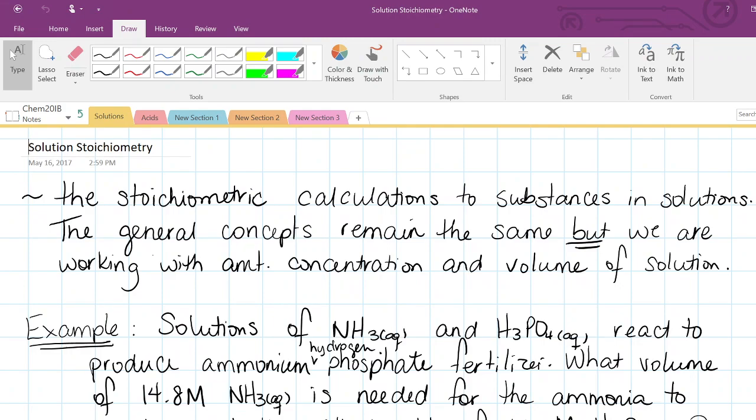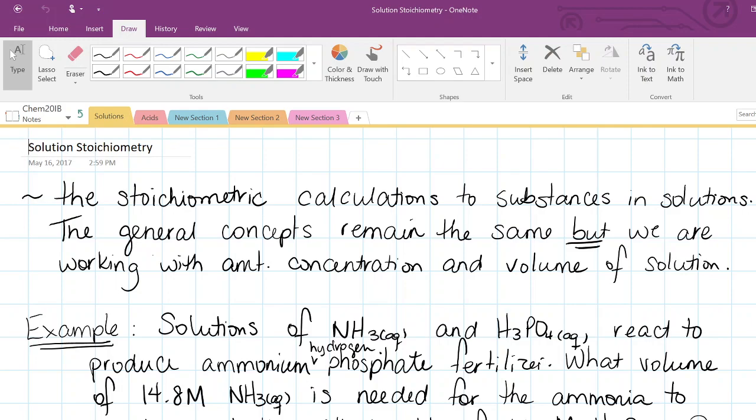So today I'm coming to you to chat about solution stoichiometry. This is the second time you guys have seen stoichiometry in the course, and really it's the same setup. The only difference being that we're adding a couple of different units to the unit analysis.